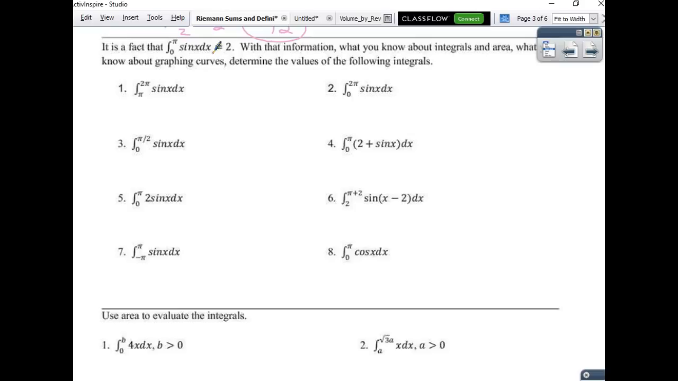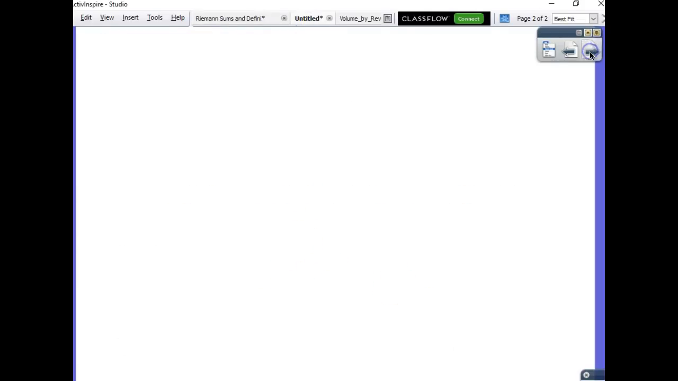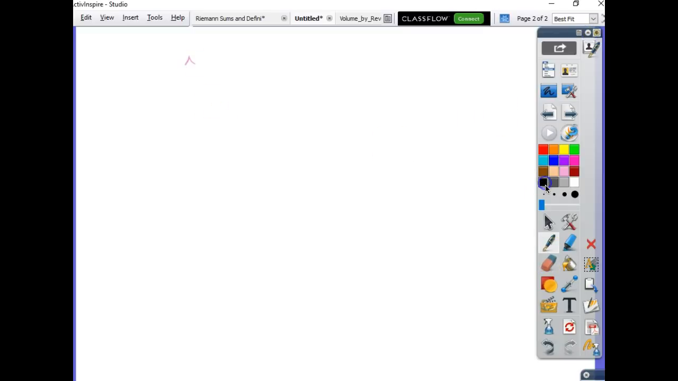With that information, we're going to be able to figure some stuff out. We're going to be able to figure out all 8 of these integrals with just our knowledge of sine. So what I would like to do is take this and draw a sine function real quick. It's a long sine function.